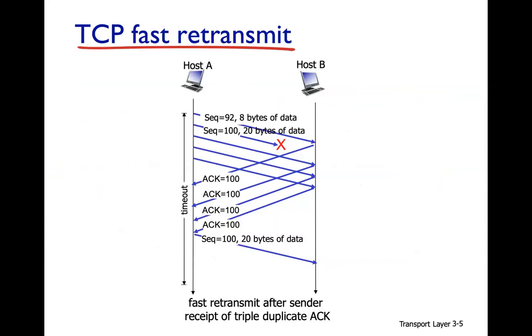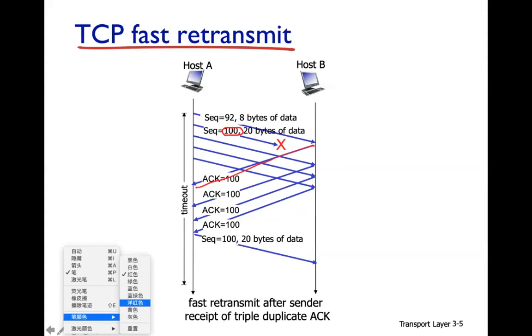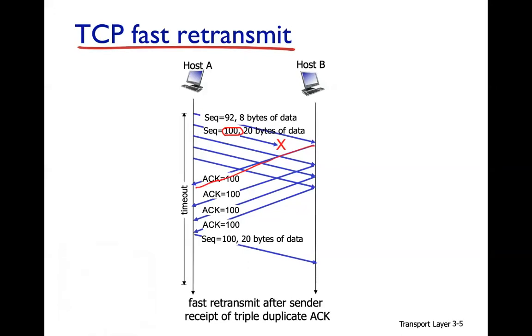So let us see this example. I got 90, 92, 100, then 120, 140, 160. When I lost the packet at sequence number 100, you first get, this one is the normal. The red line is the normal. Then we see the yellow line.